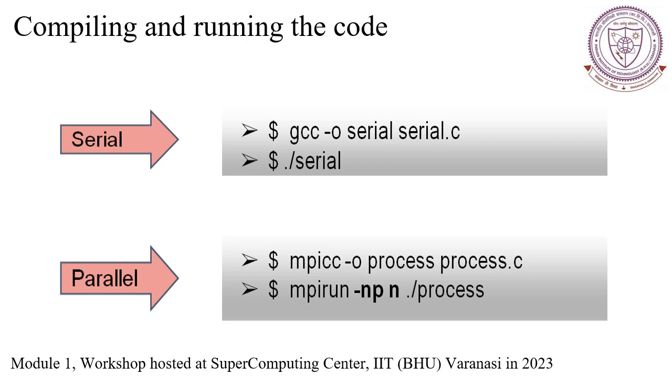When the mpirun command is executed, it will launch 4 copies of the process executable file. Each copy of the process executable file will be assigned a unique rank. The rank of a process is a unique integer that identifies the process within the communicator. The process program can then use MPI functions to communicate with each other. For example, the process program could use the MPI_Send function to send a message to another process, or it could use the MPI_Recv function to receive a message from another process.